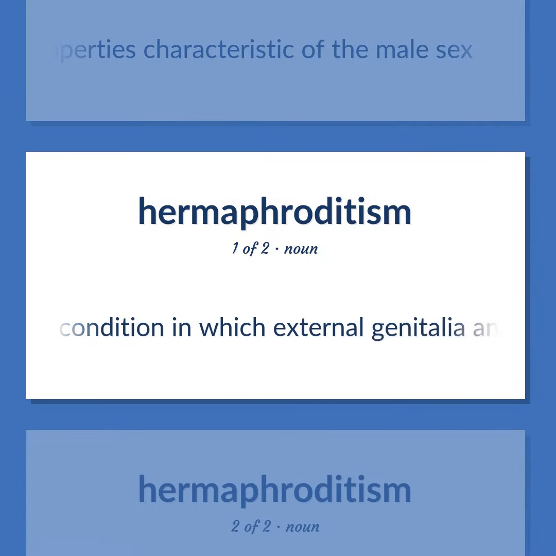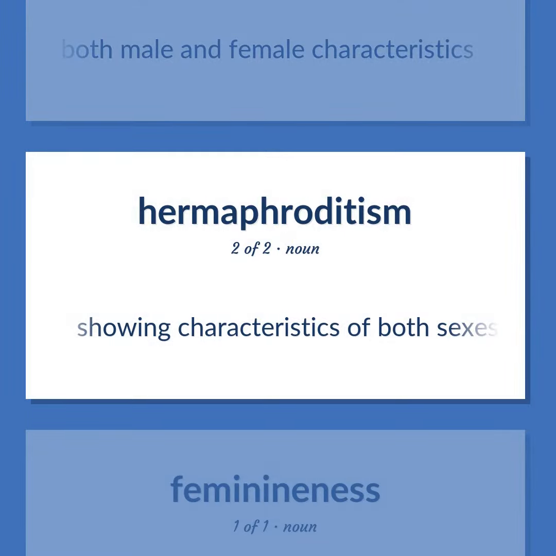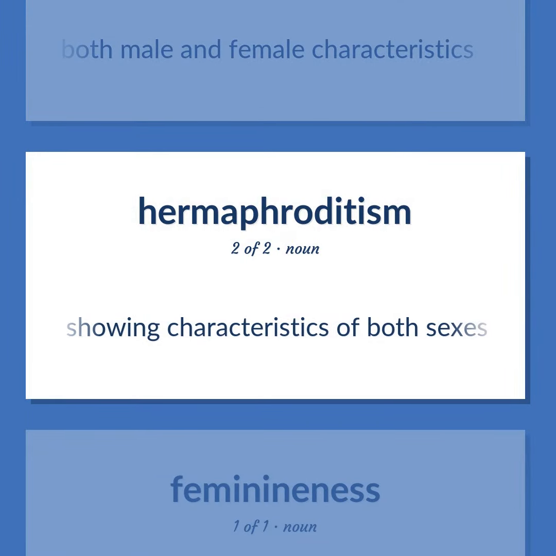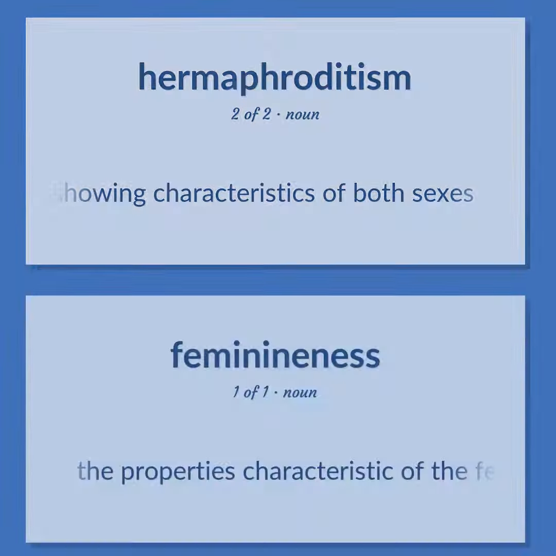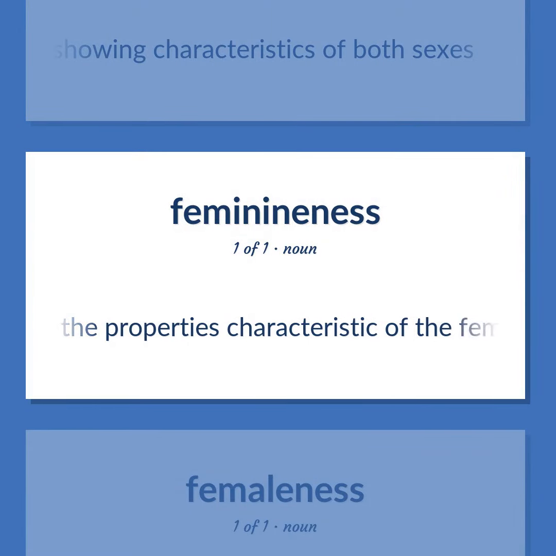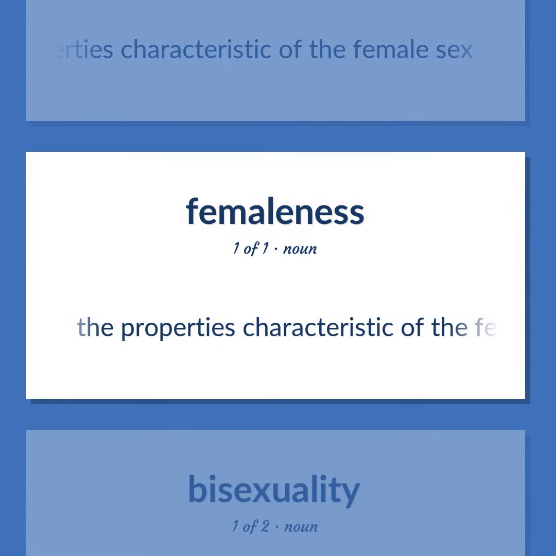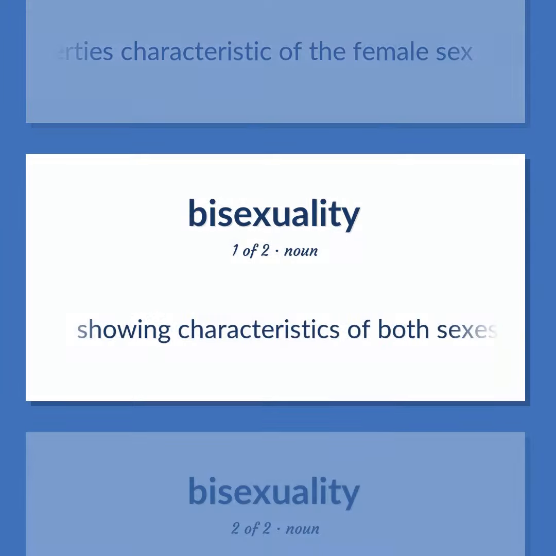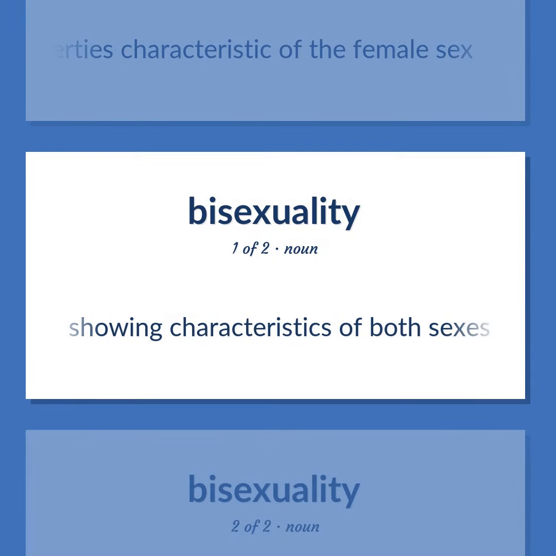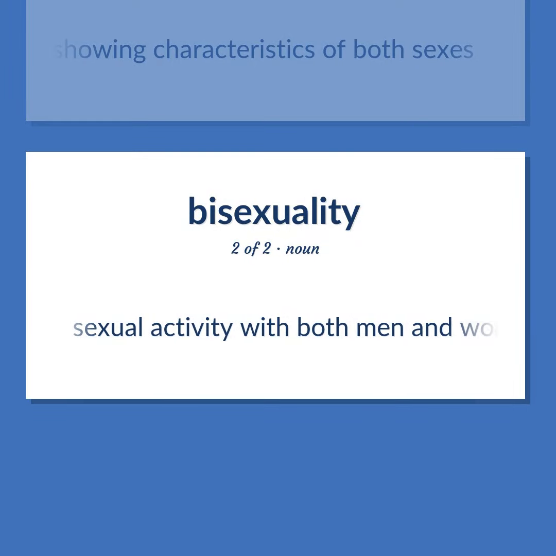Congenital condition in which external genitalia and internal sex organs have both male and female characteristics. Showing characteristics of both sexes. The properties characteristic of the female sex. The properties characteristic of the female sex. Showing characteristics of both sexes. Sexual activity with both men and women.